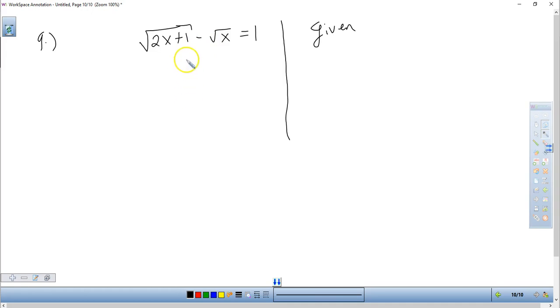We're still wanting to get a radical by itself, but which radical? We have 2 of them. What is suggested is to get the most complicated radical by itself. To me, this looks way more complicated than square root of x. So I want to get this by itself. So I'm going to add square root of x to both sides. Okay, so I've added the square root of x. Now that we've got this accomplished, we need to square both sides.